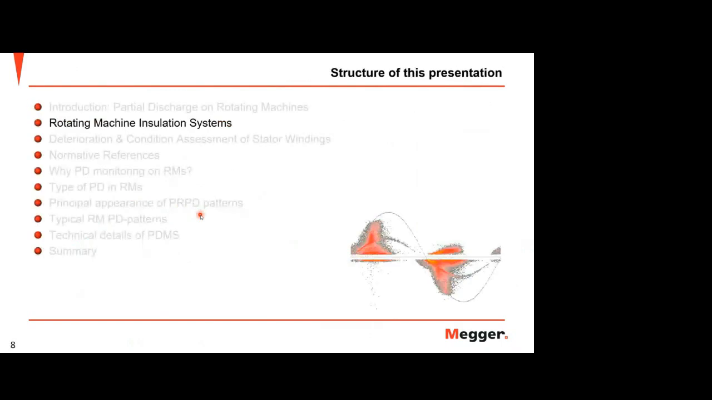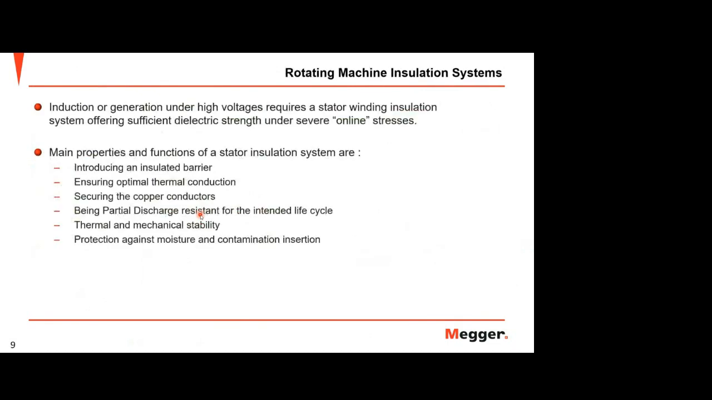Okay, now we move to the other topic, rotating machine insulation systems. When induction or generation is performed under high voltage, it requires a stator winding insulation system with sufficient electric strength, preventing insulation short circuits under severe thermal, mechanical, electrical, and ambient stress.